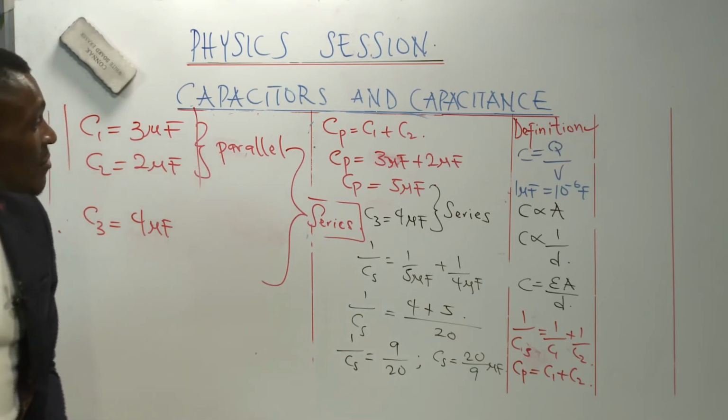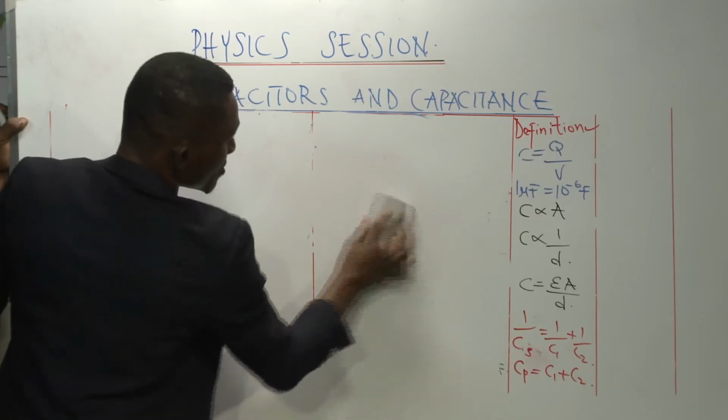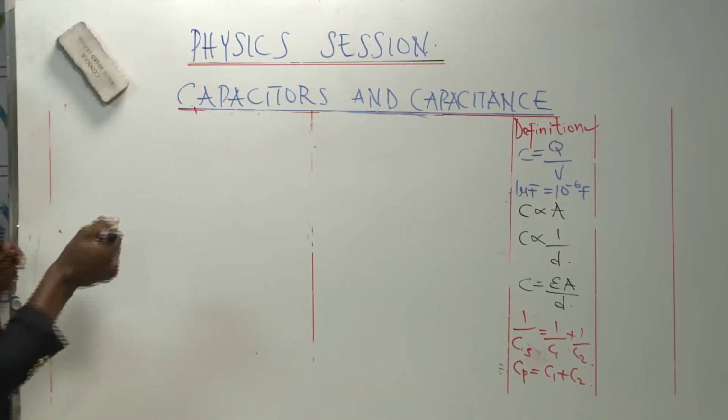So let's take a look at the last objective for today, which is energy stored in a capacitor. Energy stored in a capacitor. Don't forget what I said: you should write this down somewhere. When we move to the assessment questions, they will serve as guides to answering the questions. So, energy stored in a capacitor.